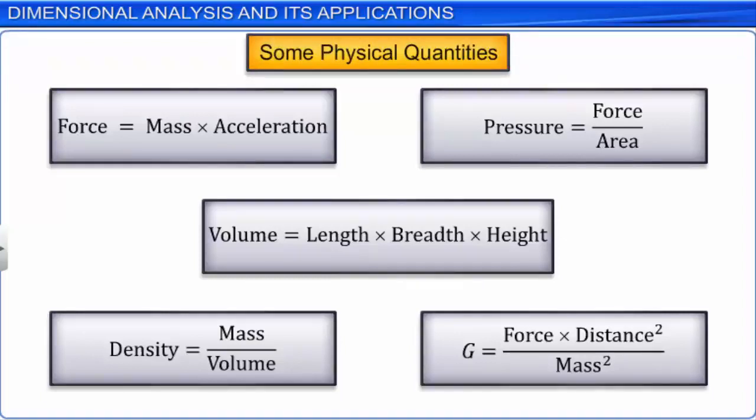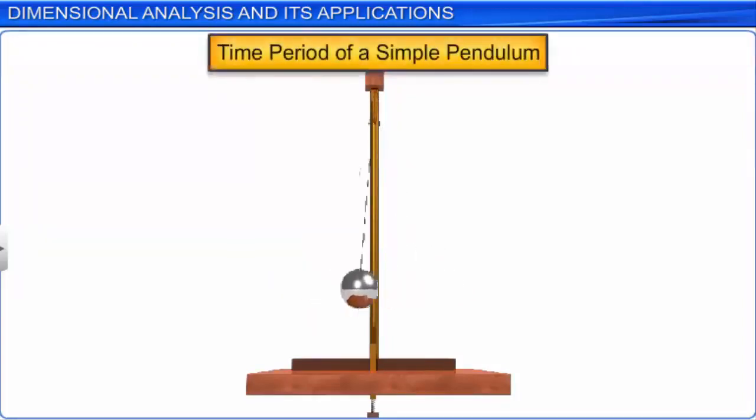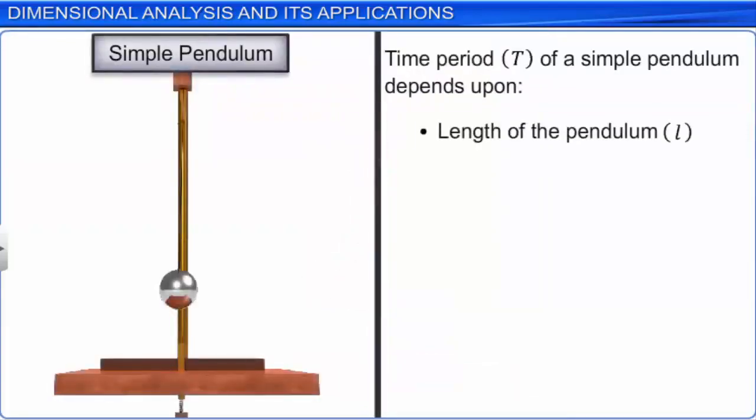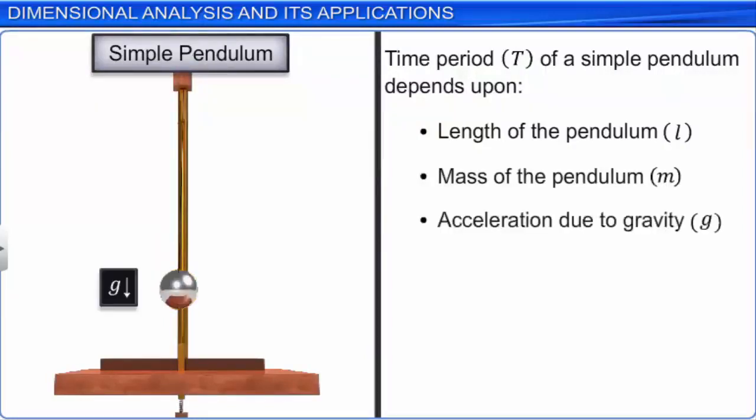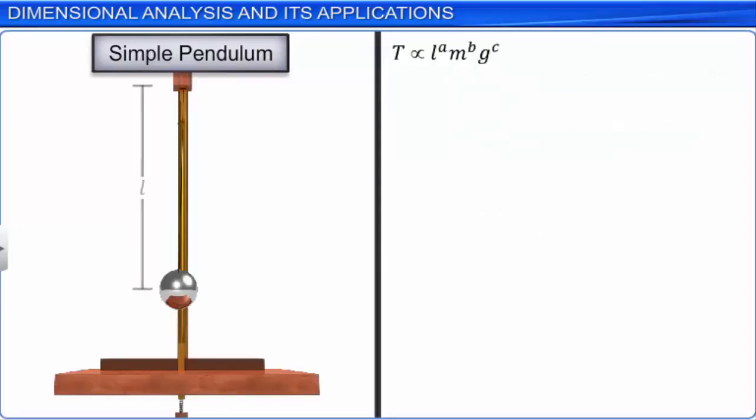For example, we can derive an expression for the time period of a simple pendulum, assuming that its time period T depends on the length, mass of the pendulum, and the acceleration due to gravity at a given place. Let us take the constant of proportionality k as 2 pi. We assume that the time period is proportional to L power a, m power b and g power c, where a, b and c are constants.